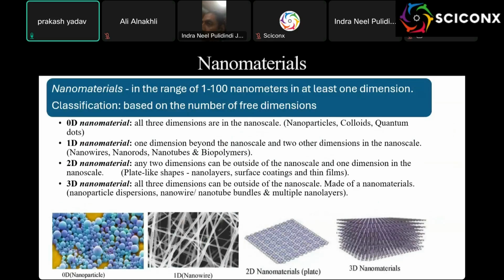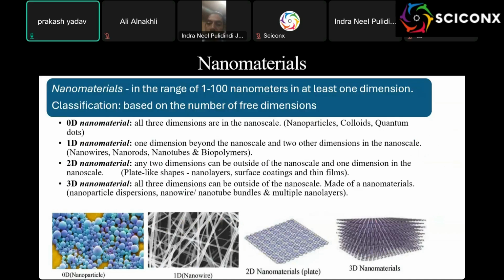After that, I discuss the meaning of nanomaterial. If any material has a size in the range of 1 to 100 nanometer in at least one dimension, then we can say these are nanomaterials. Nanomaterial classification is divided on the basis of dimensions. What is the meaning of dimension? It means atoms are confined in one direction, two directions, or three directions. Then we can say these are 0D, 1D, and 2D nanomaterials. Let me discuss 0D nanomaterials first. In this type, all three dimensions are confined to the nanoscale, meaning atoms are confined in all three directions.